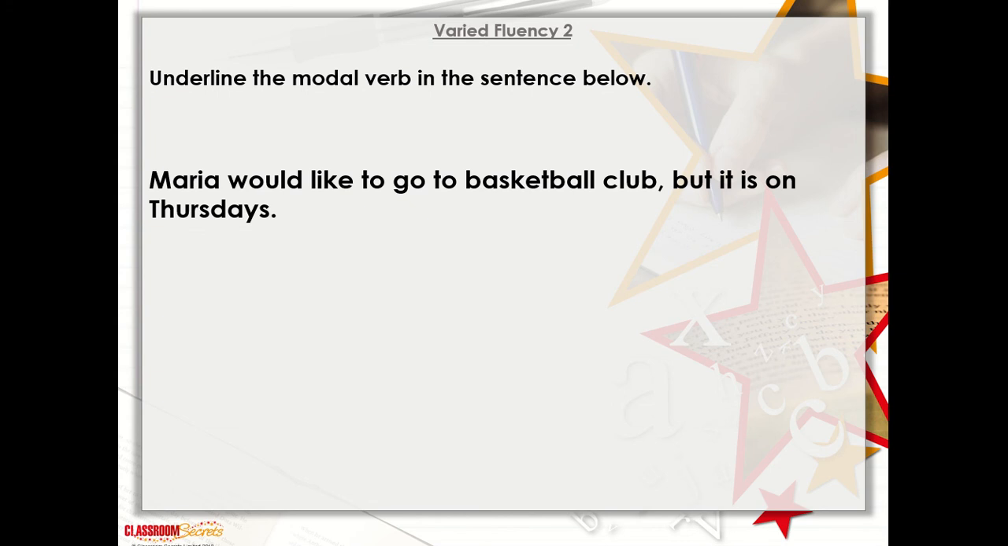What's the modal verb in this sentence? Maria would like to go to basketball club, but it is on Thursdays. Okay. She would like to go to basketball club. It's a possibility. She would like to go. It's a possibility as to whether she goes or not. Let's look at the next one.